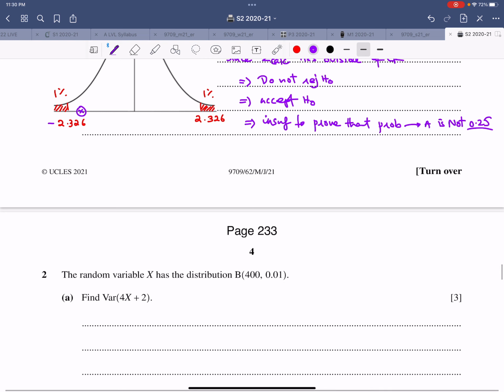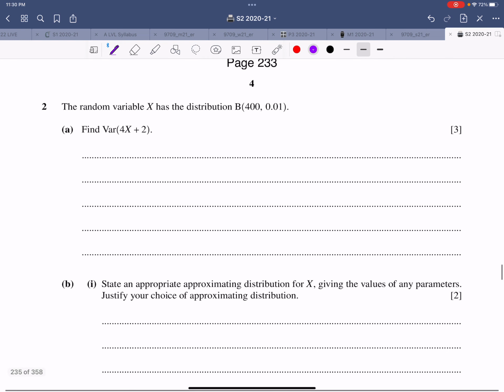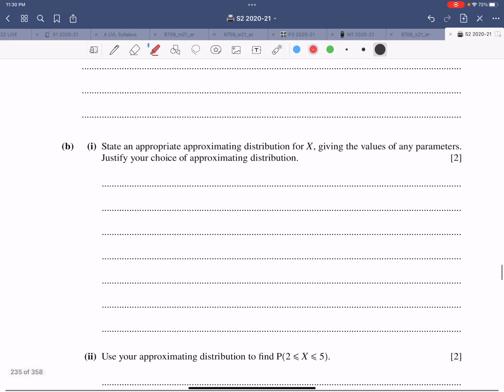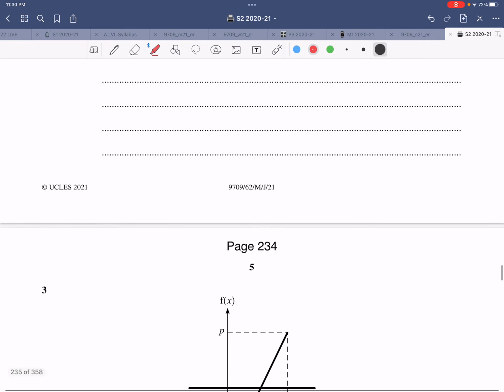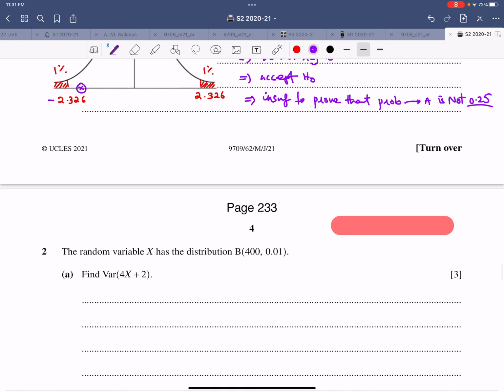It says the random variable x has the distribution such and such. So now we have something to do with binomial, and then they're asking for variance and approximating distribution and then some probability. So this is a question where a binomial distribution becomes a Poisson. That is the first thing that we see. Now the very first thing is to justify the use of this approximation.